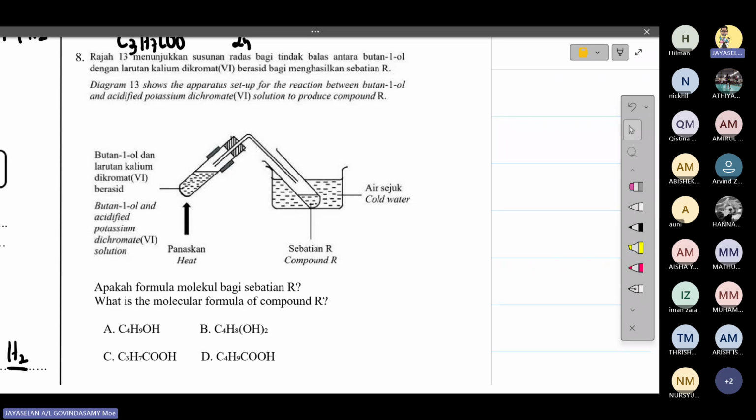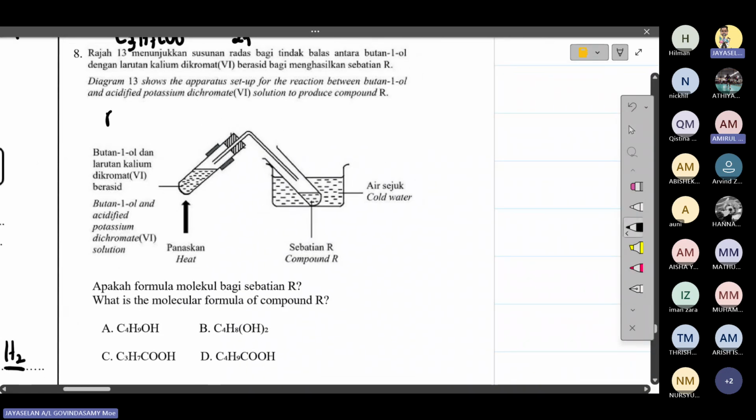How many can give me the answer? Inman? Answer? Zara? Amirul? Okay. We do together.